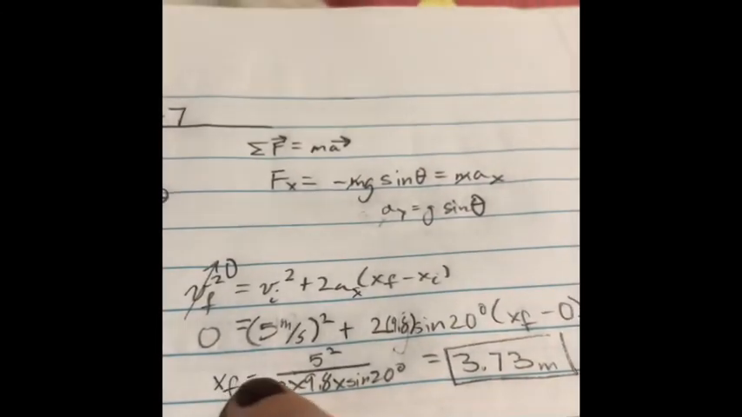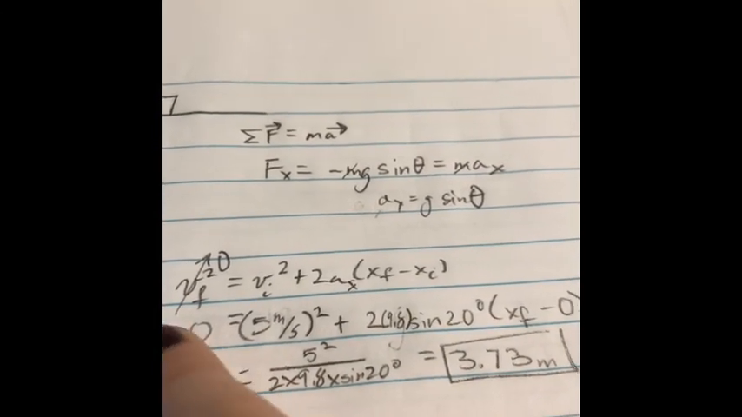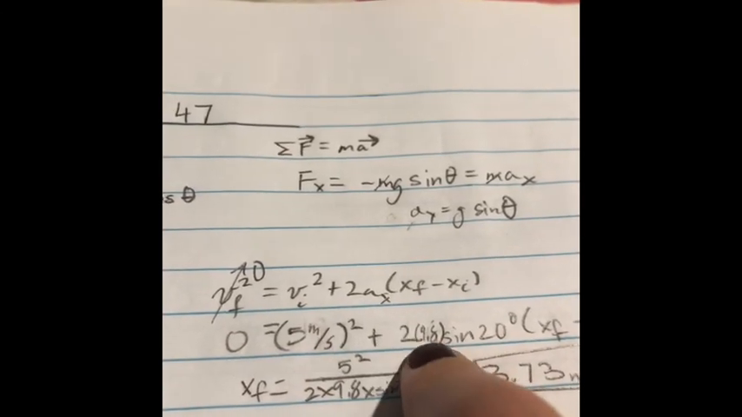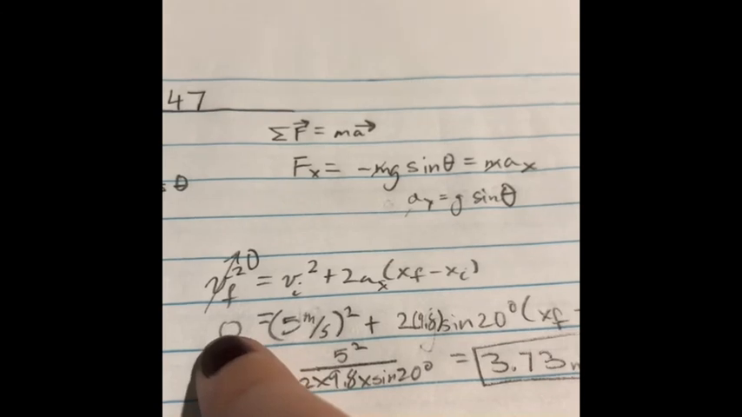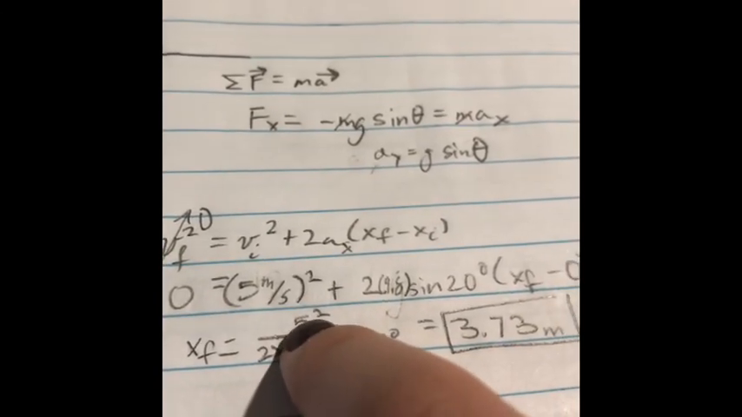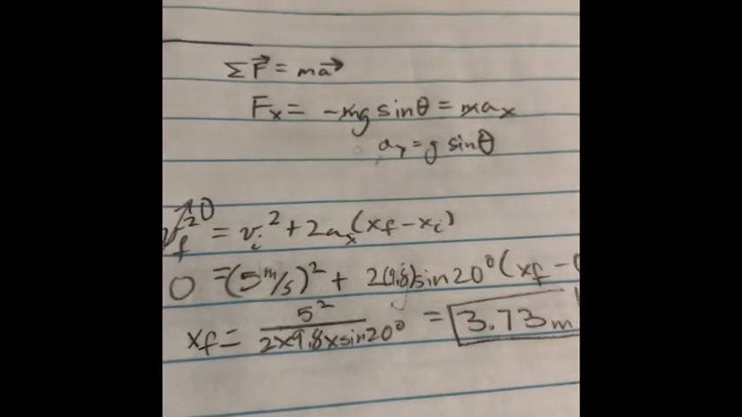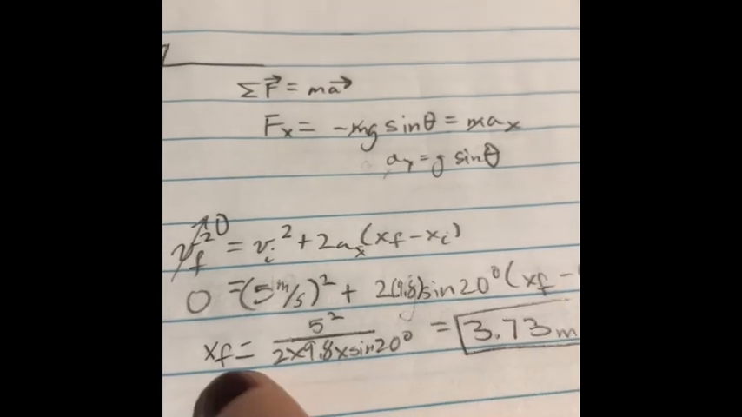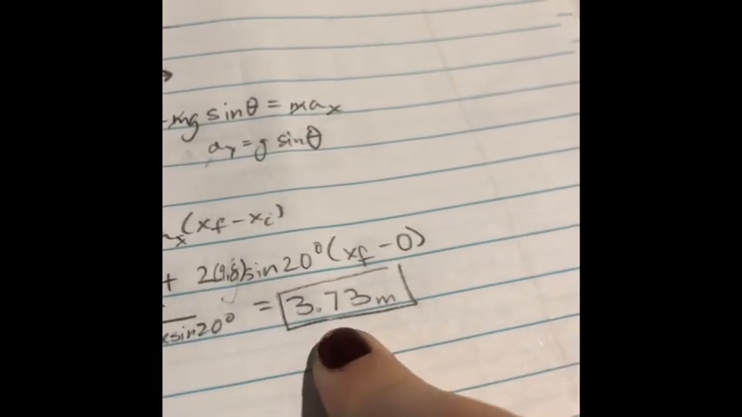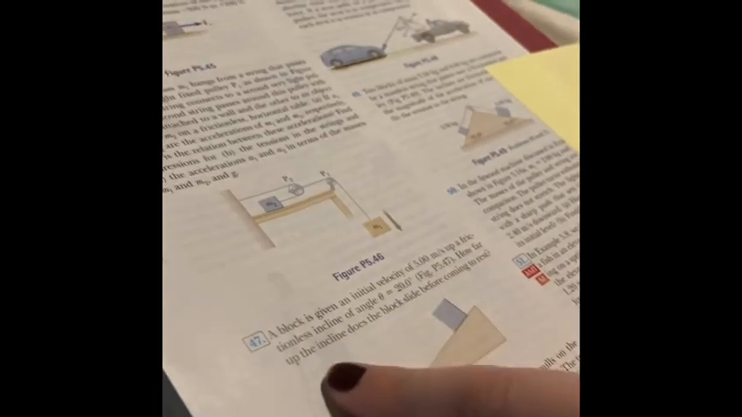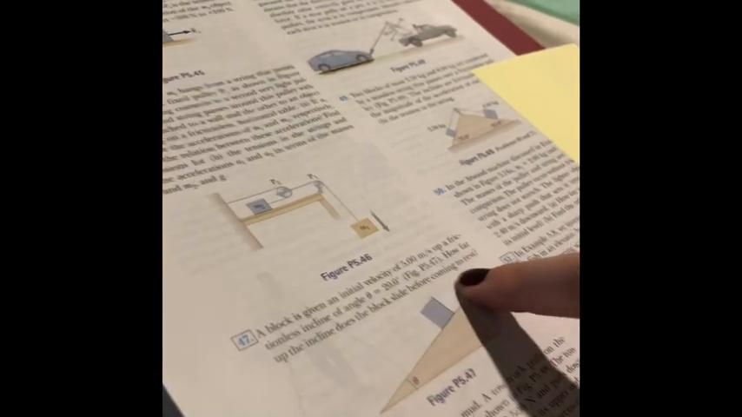And then you're going to subtract this over. So that's a negative 5 meters per second squared divided by this negative. So the negatives cancel out, so it makes a positive on this side. So it's 5 squared over the 2 times 9.8 sine of 20 degrees is equal to the final position. So the final position is 3.73 meters up the incline that the block slides before coming to rest.